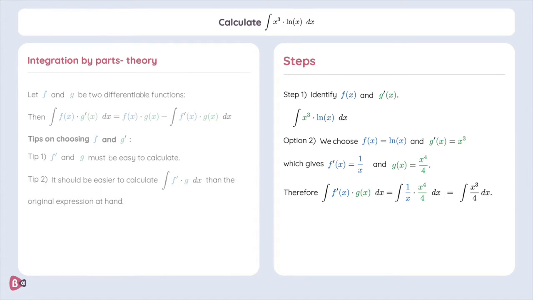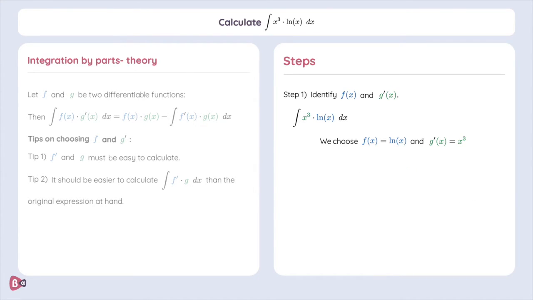divided by 4. And applying the tips, once again, we see that f prime and g is easy to calculate. Similarly, it is also easy to calculate the integral of f prime times g. Hence, we continue to use these two options with f of x equal to ln of x and g prime of x to be equal to x cubed. We rearranged the integral just to make it easier for you to see the similarities between our expression and the formula we showed before.